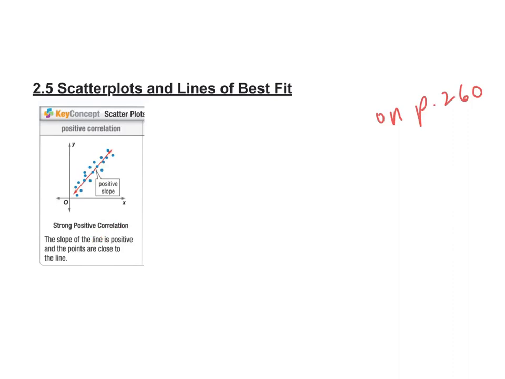Okay? So if the line of best fit that you can put on your scatter plot moves up from left to right, hits a bunch of the points, and then the rest of the points are really bunched closely to that line, then we describe it as having strong positive correlation. Questions on that?